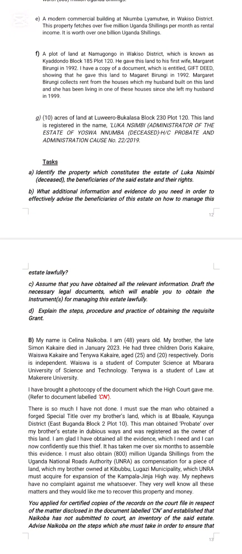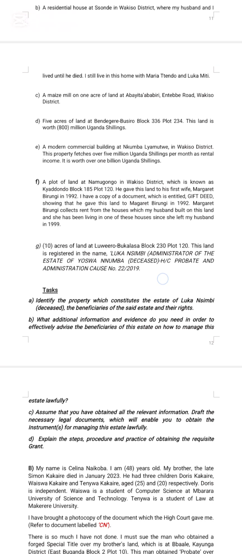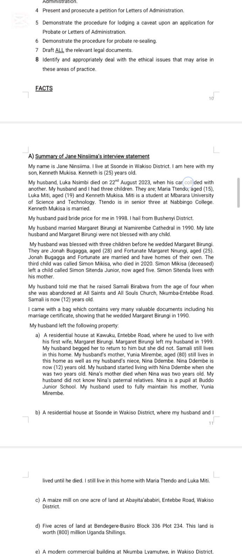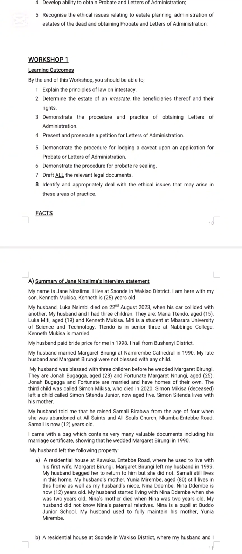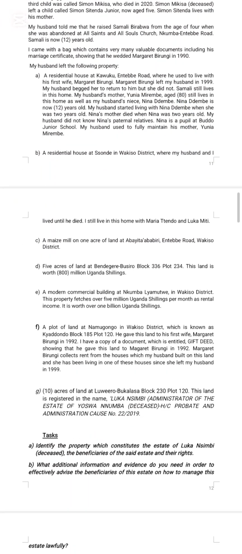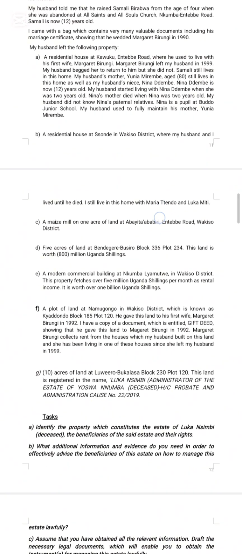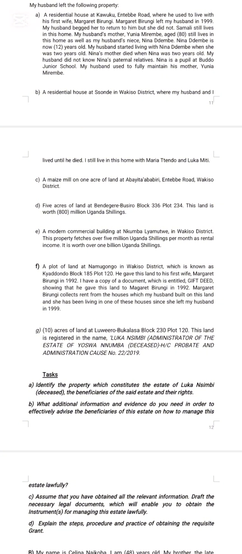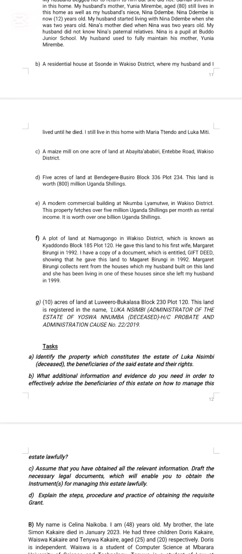So what additional information and evidence do you need in order to effectively advise the beneficiaries of the estate on how to manage this estate? So basically here what we are saying is that this person died with no will. So if this person died with no will, that means we shall be applying for letters of administration. So the additional information, one is first and foremost, how many beneficiaries do you have? Did the person leave a valid will? Secondly, did you have an executor?